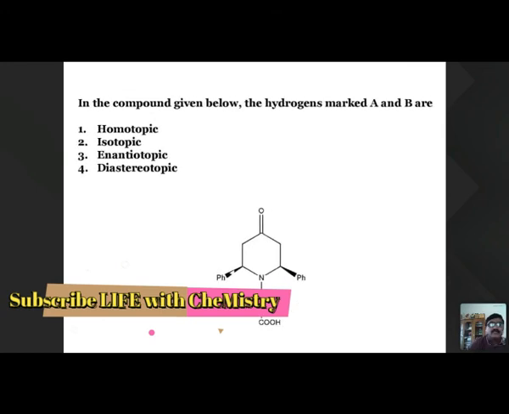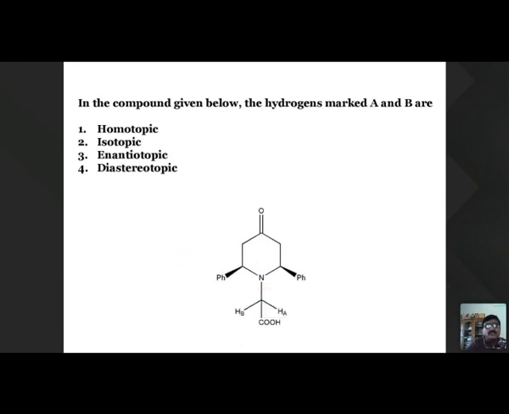And my last question. I studied this only in PG: homotopic, enantiotopic, diastereotopic. Enantiotopic means you choose a set of ligands or groups, and if you replace one, you will get one enantiomer; if you replace the other, you will get another enantiomer. So in those cases, you call them enantiotopic. If you get diastereoisomers, then you call it diastereotopic. This is again a question asked in the previous CSIR exam. So this is the last question.